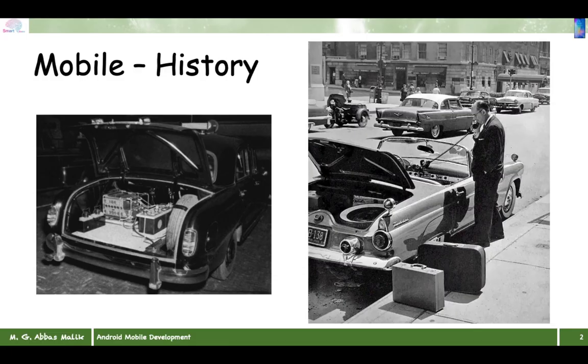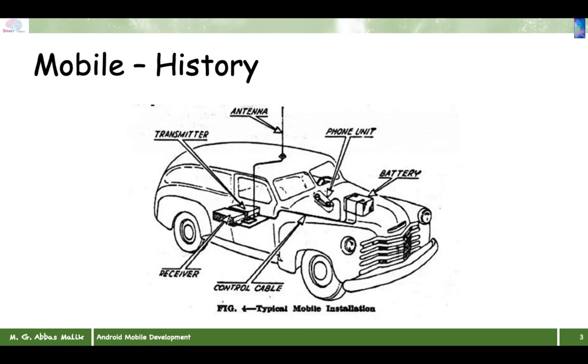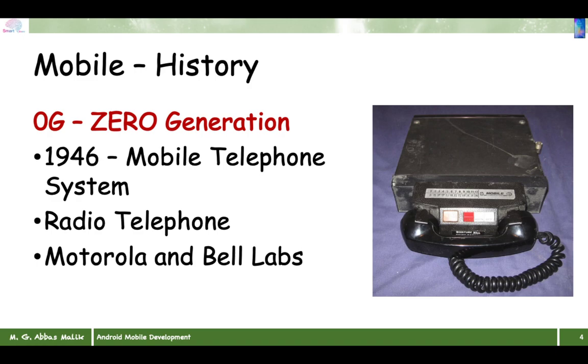This is the history of mobile systems. In the 1960s or 70s, we had these kinds of mobile systems. This is the blueprint of that particular mobile system, where it has a receiver, an antenna, and a battery supply or power supply from your car, and then it goes to the trunk of that car, very big. The zero generation that we know started in 1946.